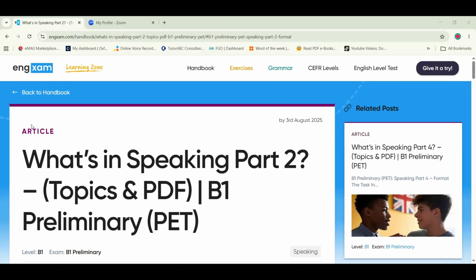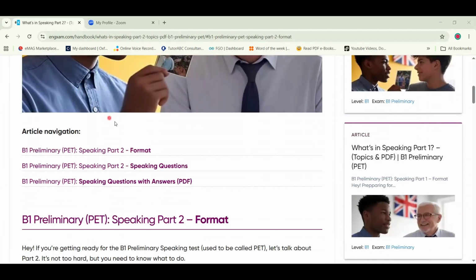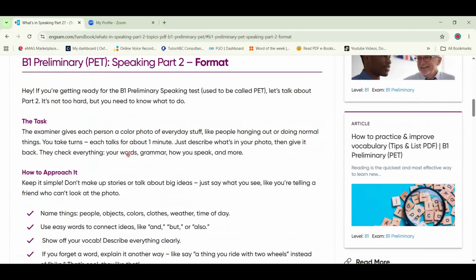Today, we're going to look at Speaking Part 2 of the B1 Preliminary Exam using this website. Let's start with the first section. Here, the website explains what happens in Part 2 of the speaking test. In this part of the exam, you receive one color photograph, and you have to describe it for about 1 minute. Now, this is very important.